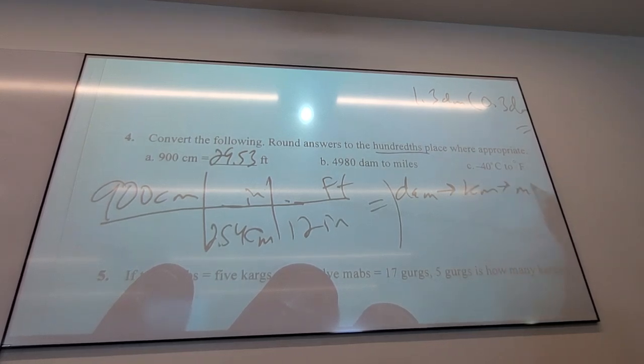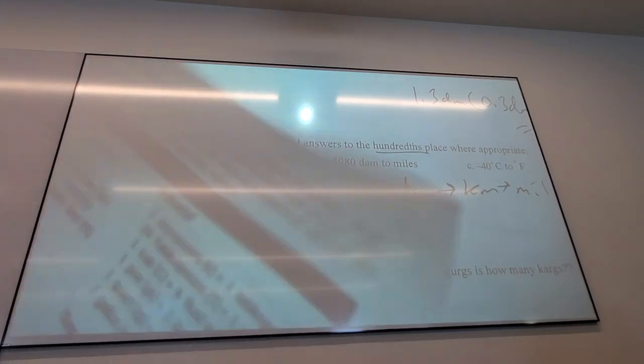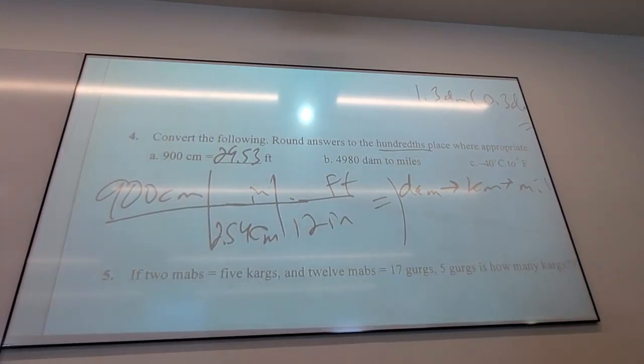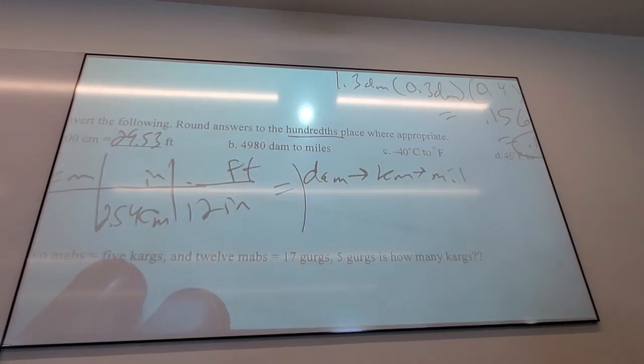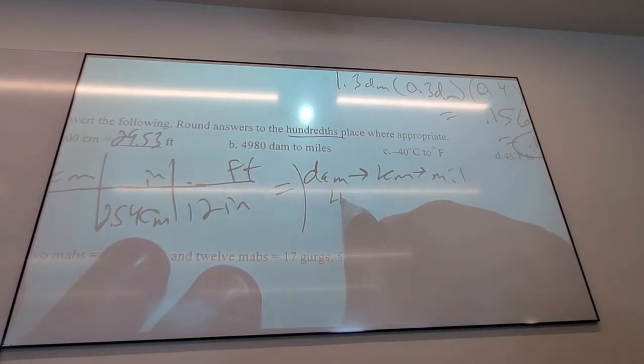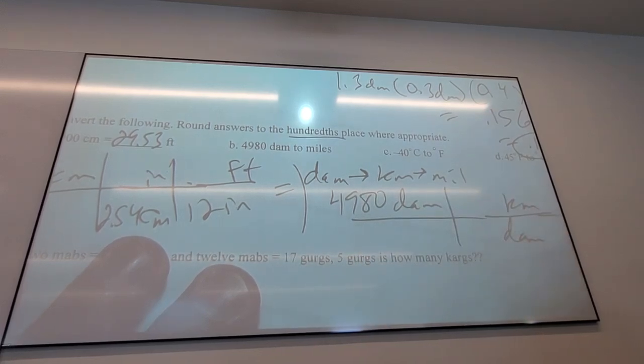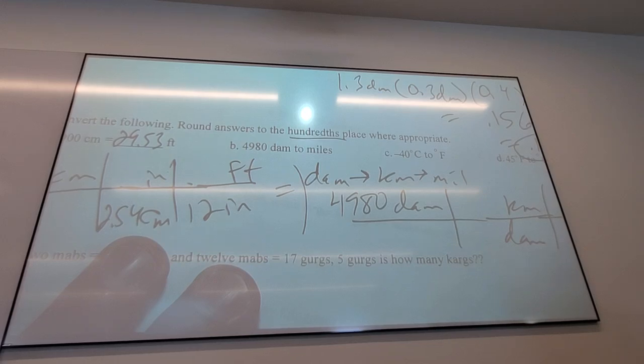Beautiful. I gave that to you. Good. Here, Jeff. There it is. Okay. So, is that the only path you could take? No. I think that's probably the shortest path. So you got 4,980 decameters. And you want to kill the deca, go to kilometers, and then you want to kill the kilometers, go to miles.